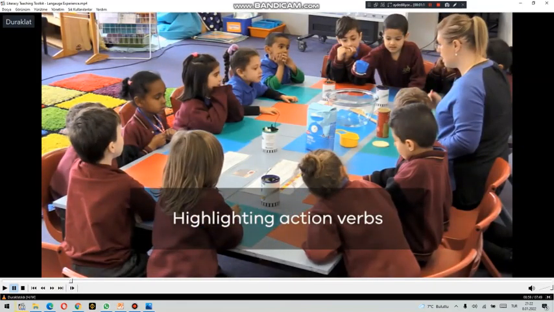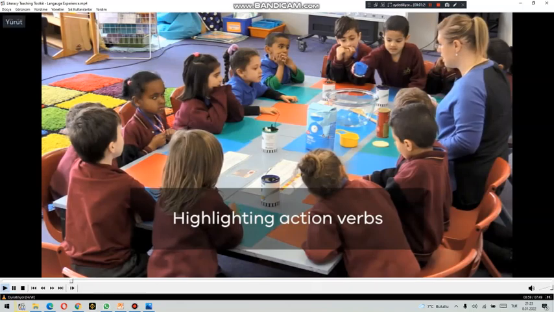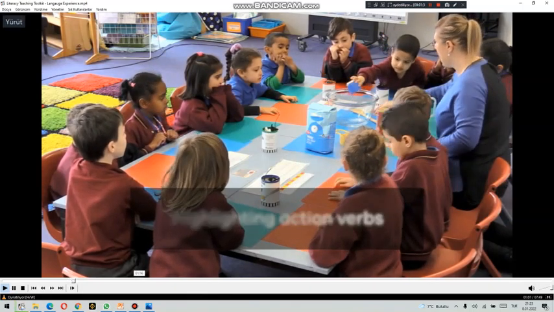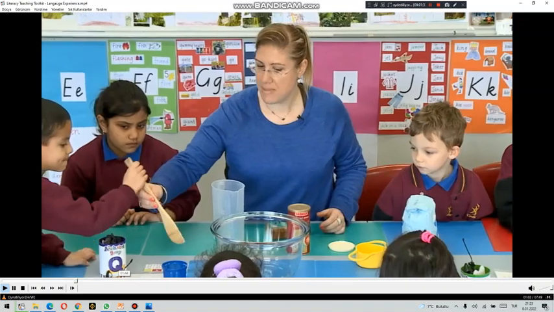So here we can see that the teacher is giving grammar in the activity. So the students are learning about certain verbs or nouns, adjectives or adverbs in the action, in the activity.